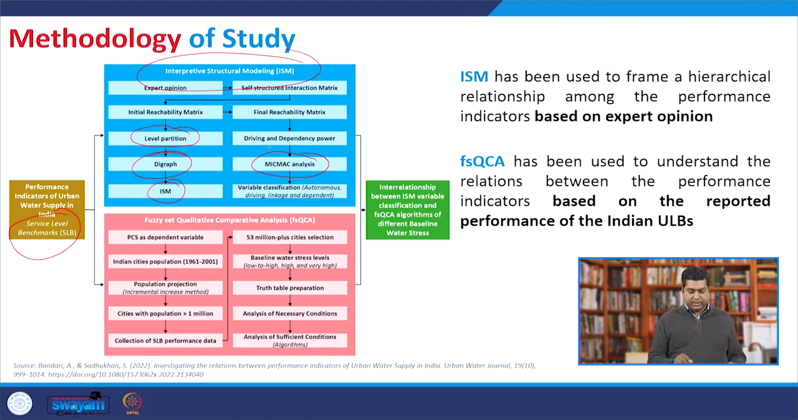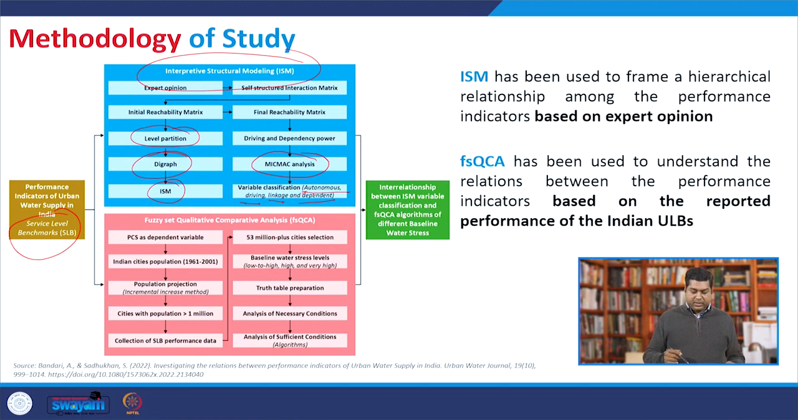And in this case we also use the MICMAC analysis, where we finally classify the variables under autonomous, driving, linkages and dependent. So, all this benchmarking, we have mentioned nine benchmarks. We then plot them and classify into autonomous, driving, linkages, and then the dependent.